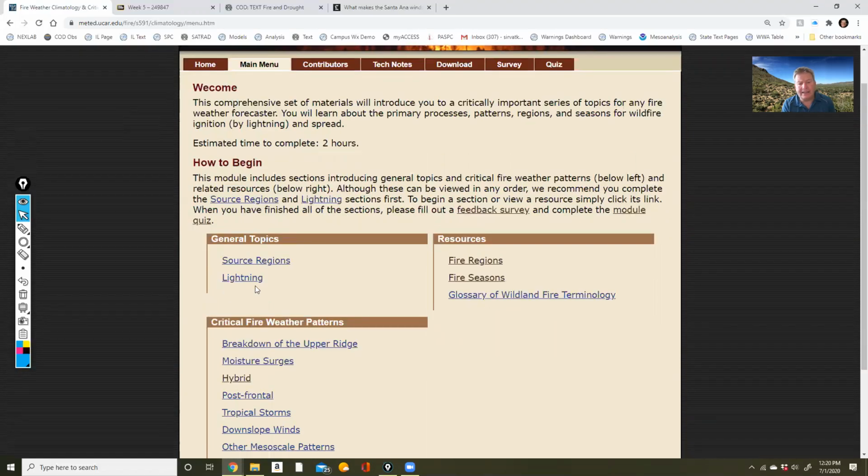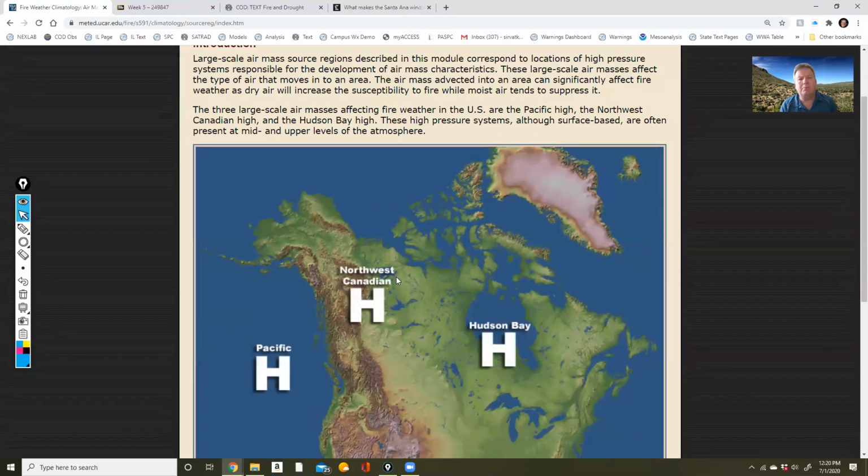So this one here, the source regions, and this is not my favorite module. I gave you a worksheet to help step you through it, and I'm going to give you some more now. So the first thing we're going to do is look at what it means for high pressure. Well, high pressure has sinking air, and obviously water vapor is coming from the ground.